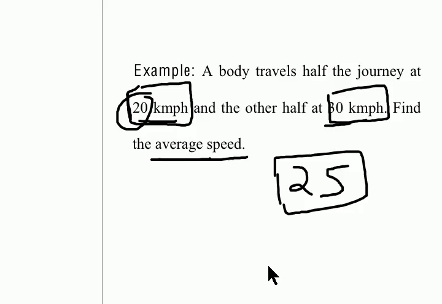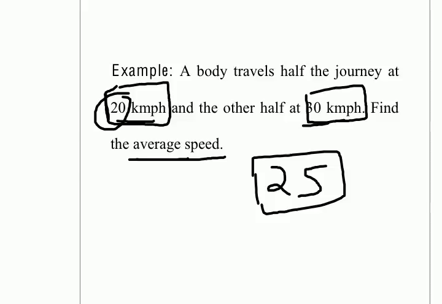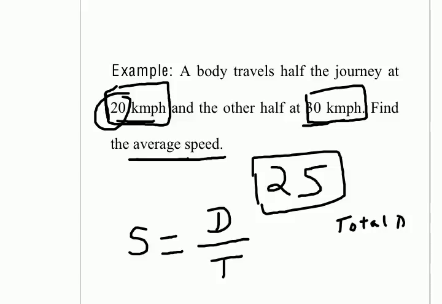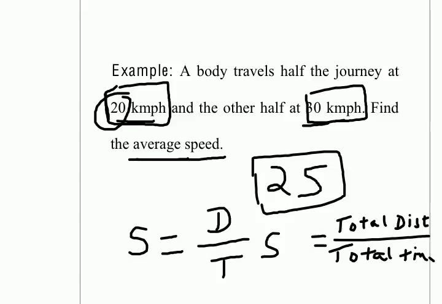So we know the formula that we saw earlier, speed equals distance by time, and the average speed is equal to total distance by total time. So in this problem, what we need to find out is what is the total distance and what is the total time.